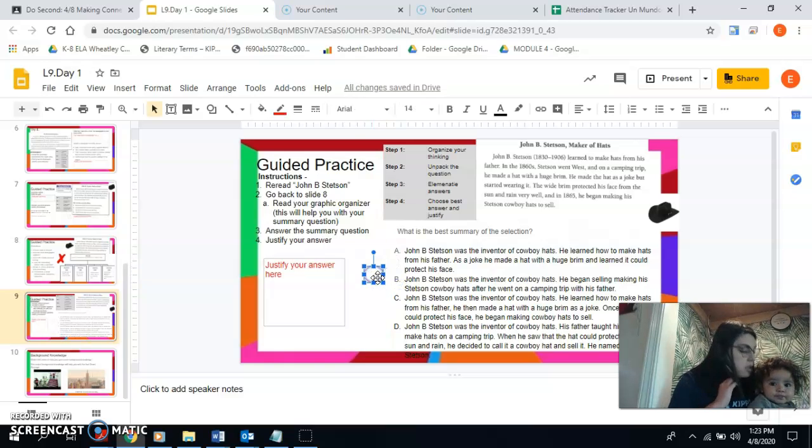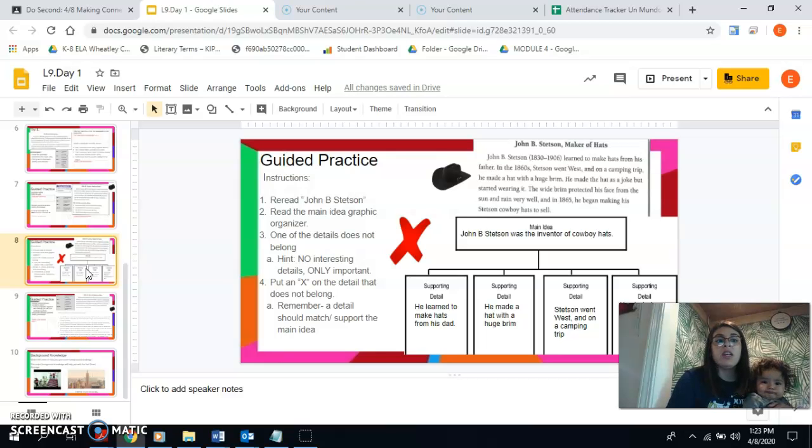I know, right? Remember, a summary should have 3 things. The main idea, important details, and it is in logical order. If it has the main idea, an interesting detail, and it's all over the place, that's not the best answer. If it has the main idea, it's in logical order, but it has interesting details, that is not the summary. You want 3 things. Main idea, important details, and logical order. Remember, this graphic organizer on slide 8 can most definitely help you.